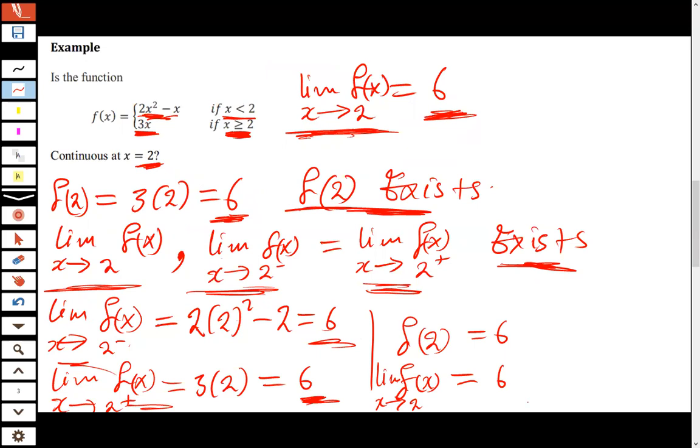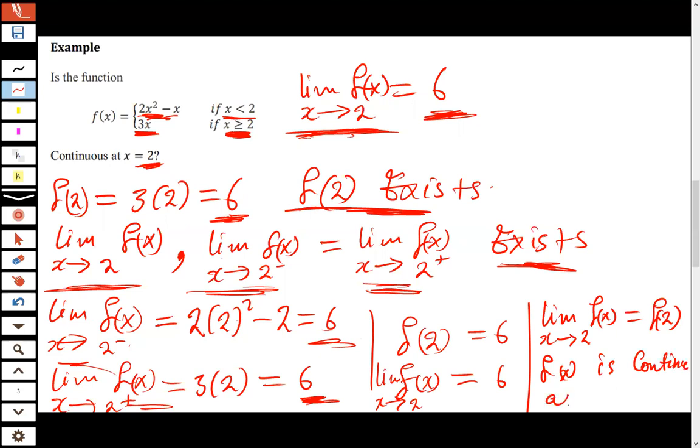So now, since the limit of f of x as x is approaching 2 is equal to f of 2, we can now say the function f of x is continuous at x equal to 2. So this is how you test for continuity. Okay, do you have any questions on this one before we proceed?